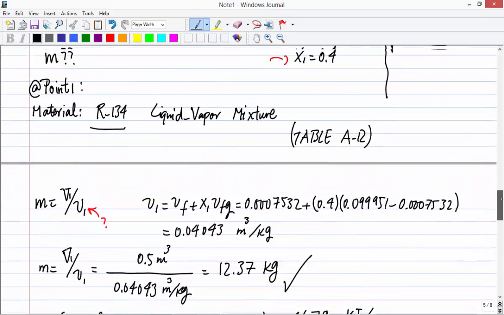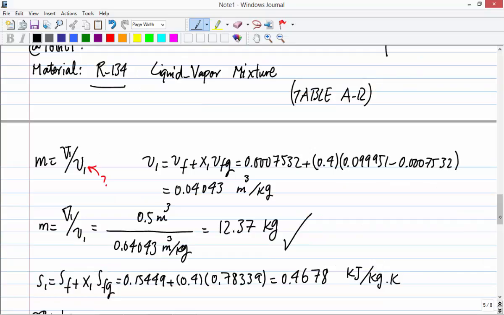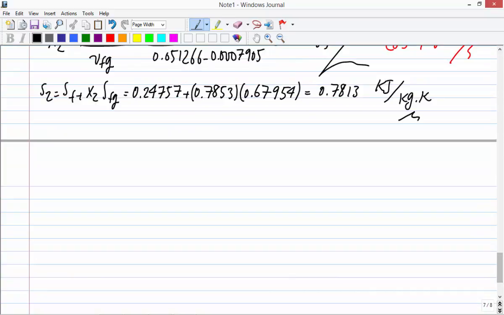Okay, please don't get lost. We want to solve for delta S. It's mass times s2 minus s1. And all little s. Everything is per mass, see? Per mass. And we were successful. We found them all.